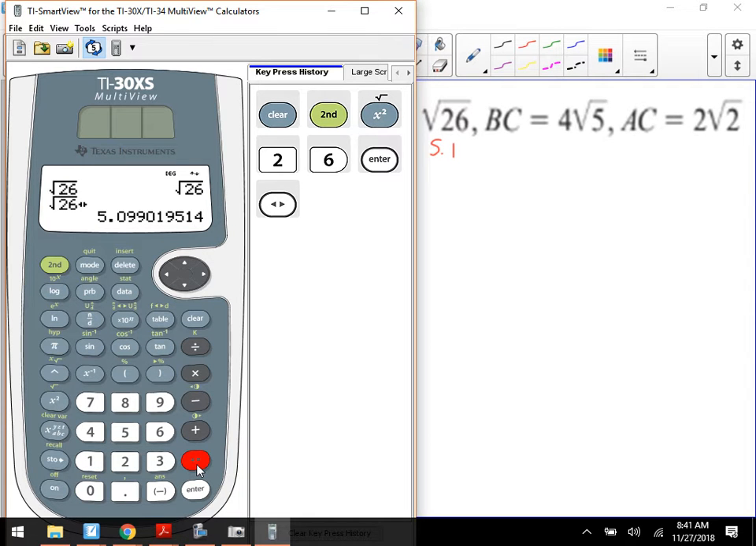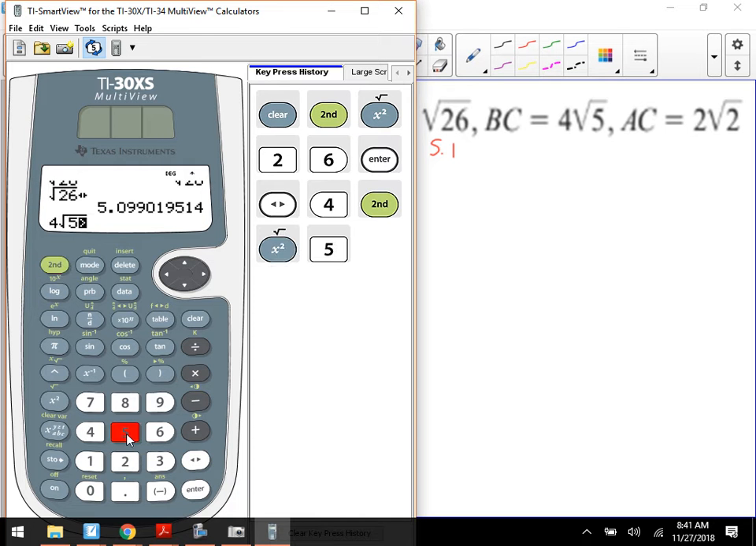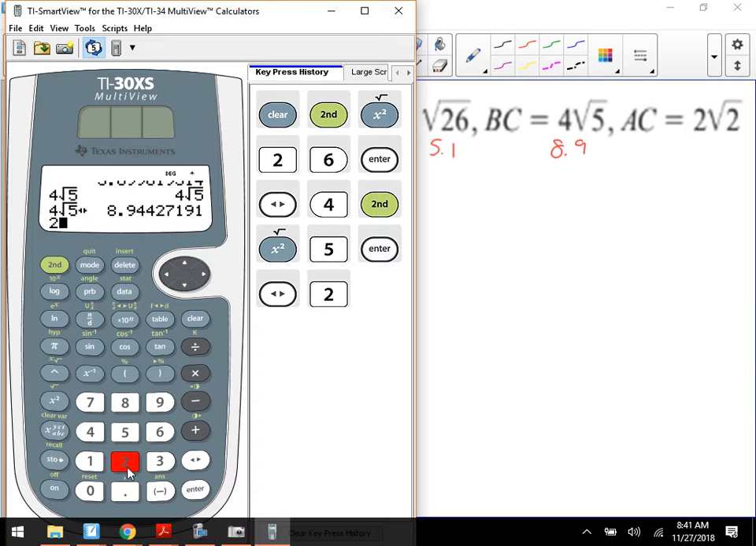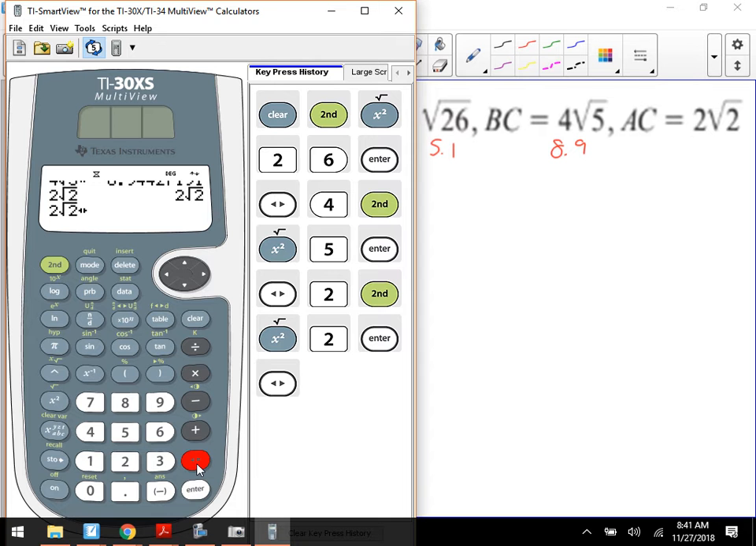Okay. And that's what you would be doing to try to figure out which one's bigger, which one's smaller. 4 root 5, same deal. If you hit enter on that, it just says 4 root 5 because it does simplify radical form. You got to hit that double arrow. And then the 2 root 2. Double arrow.